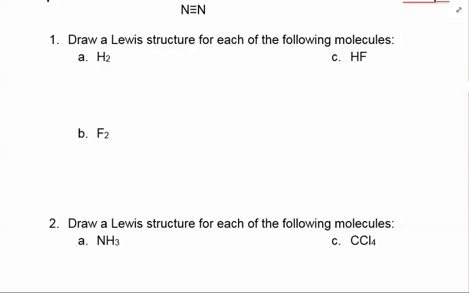So we're going to practice our needed available shared method for drawing some more simple Lewis structures before we get into the more complex ones. So the first one here, we have H2, which is hydrogen gas. For every problem, we're going to write N, A, and S, which stands for needed, available, and shared electrons. What we're trying to figure out is how many bonds are needed in order for this molecule to be stable.